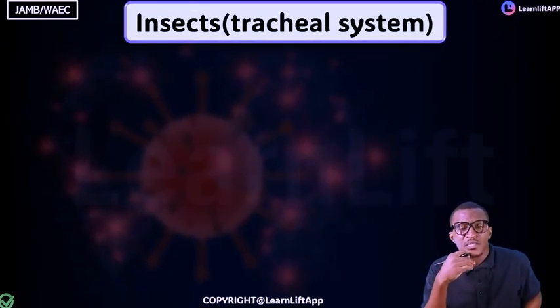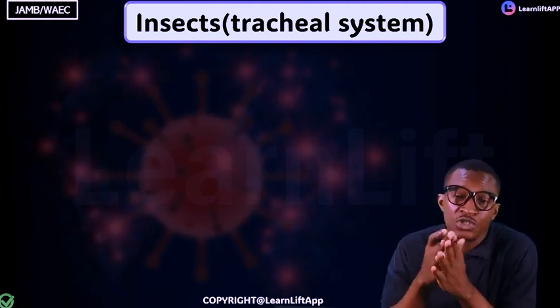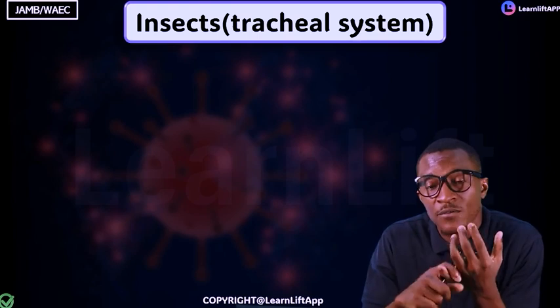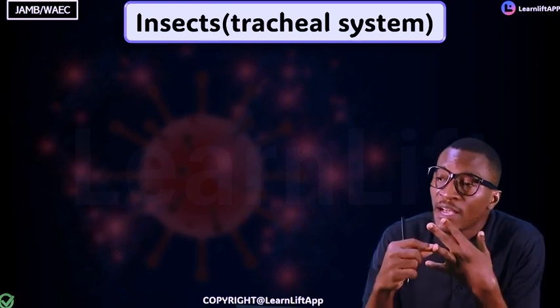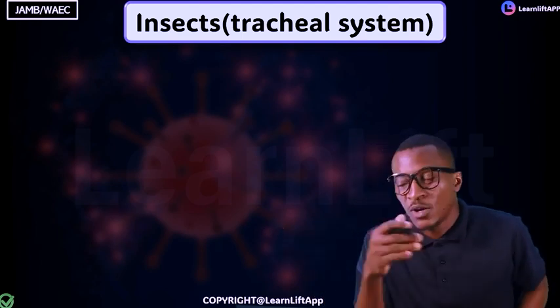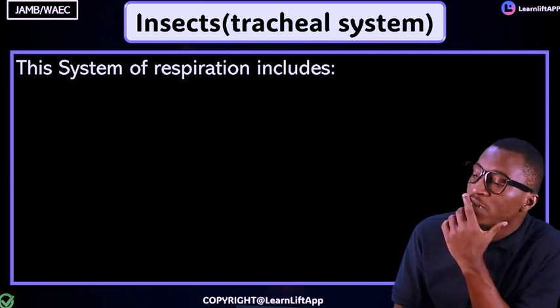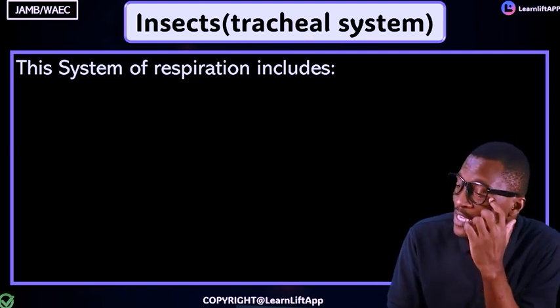Let's now talk about insects. Respiration in insects is via your tracheal system. What are the insects? We have your grasshopper, we have your cockroach, and so on and so forth. There are a lot of insects. So look at it, guys. This system of respiration is called the tracheal system, right?